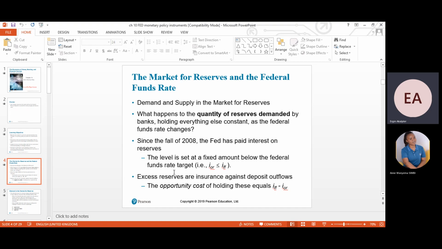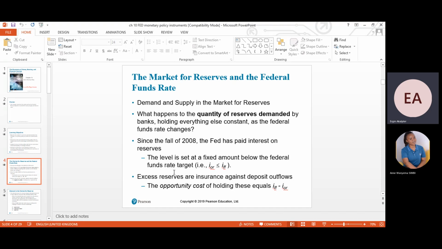What happens to the quantity of reserves demanded by banks, holding everything else constant, ceteris paribus, as the federal funds rate changes? Since the fall of 2008, the Fed, the central bank of America, has paid interest on reserves. The level is set at a fixed amount below the federal funds rate, and it is targeted so that the interest rate on reserves will become smaller than or equal to the federal funds rate. The excess reserves are insurance against deposit outflows.